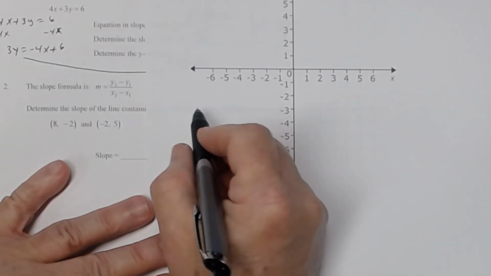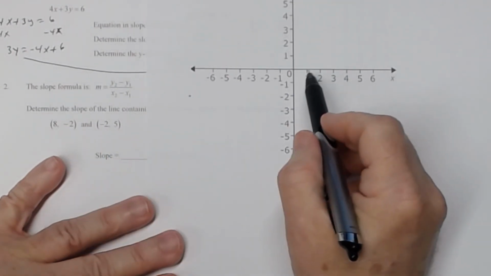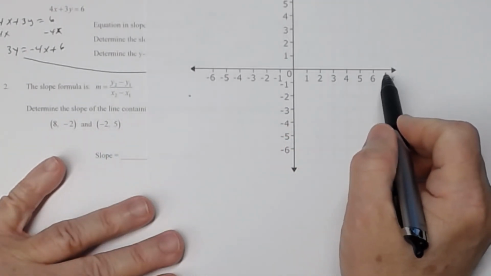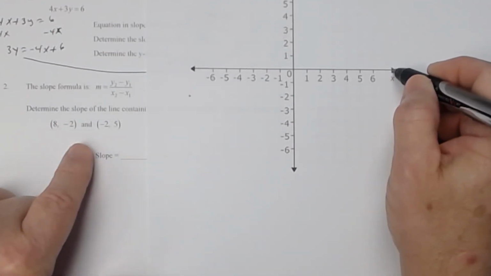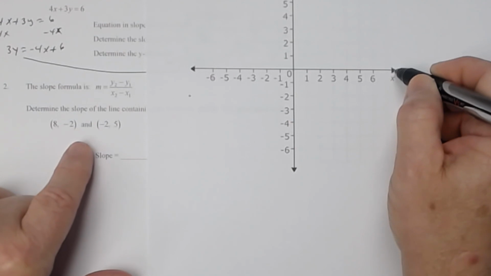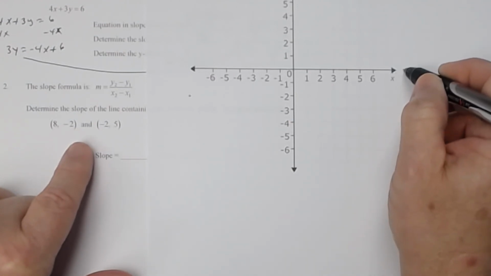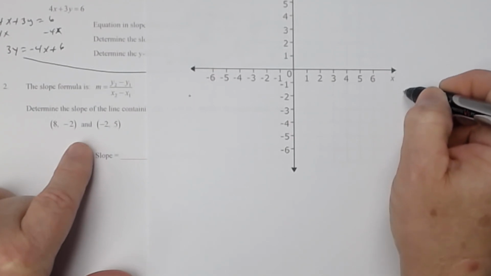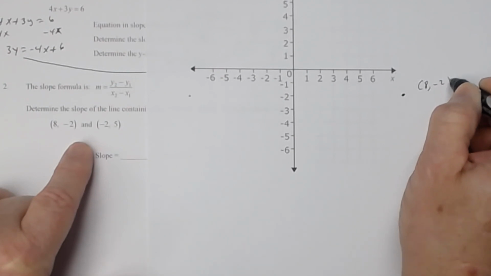So (8, -2) is here, let's say. You go to the left 8 and then down. I'm sorry, that's positive 8, right? You go to the right 8 units, so that's positive 8 here. And then down 2. So that'll be somewhere around here, let's estimate correctly. All right, so that is (8, -2).